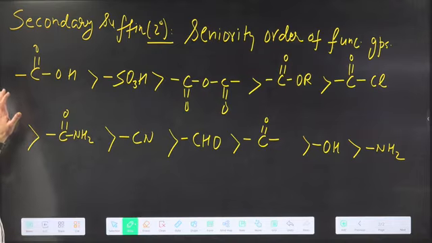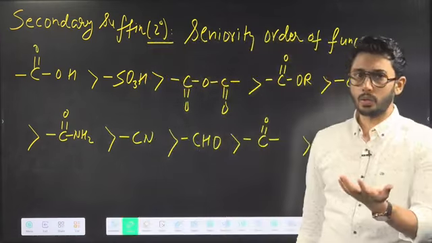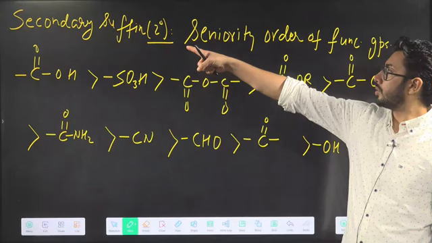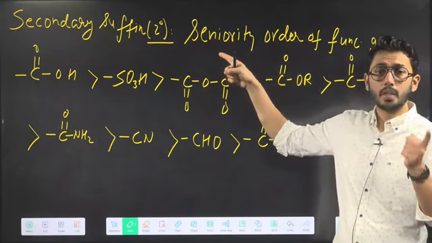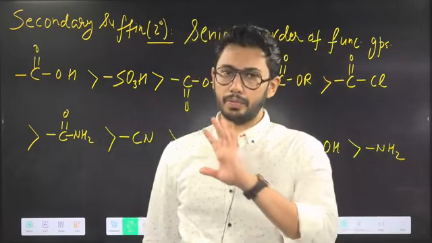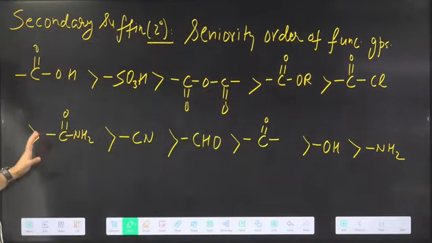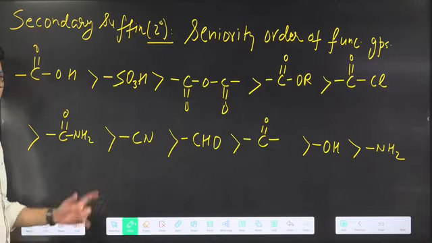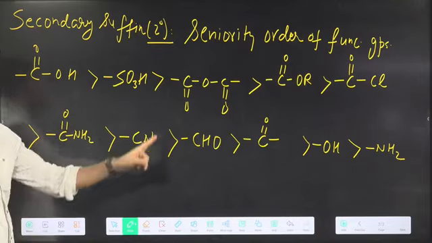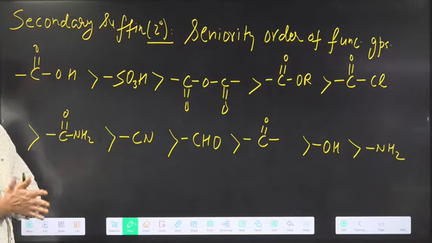So if the carbon chain contains polyfunctional groups, 2 functional groups or 3, we use this seniority order. The senior functional group will act as the suffix, and all remaining functional groups will be prefixes. So that is the use of this seniority order. Okay, should I write the names, or are you able to identify? I have repeated them three times. Are you able to identify the functional groups?